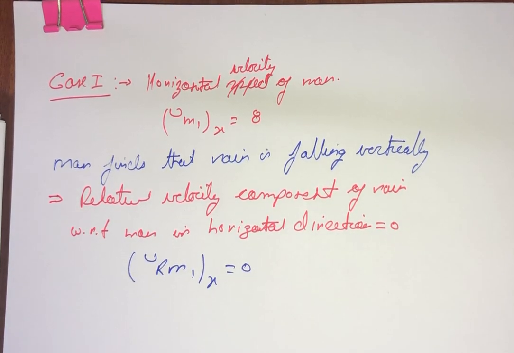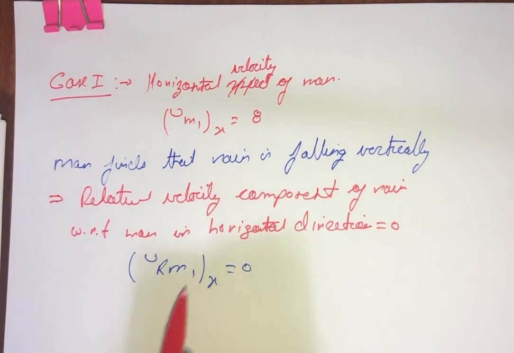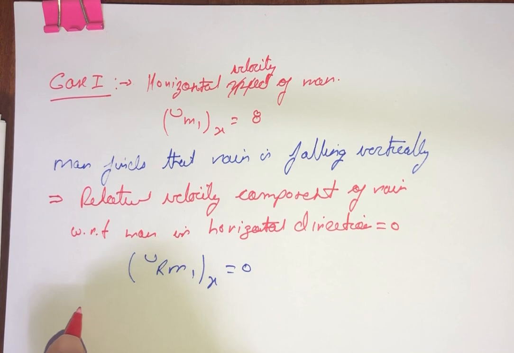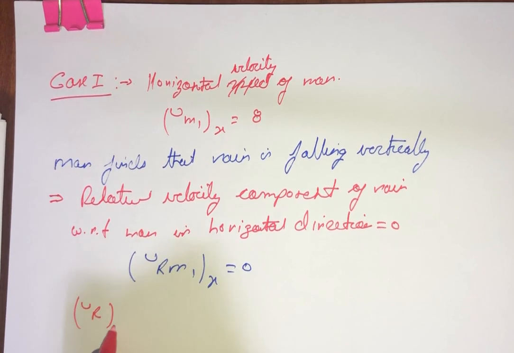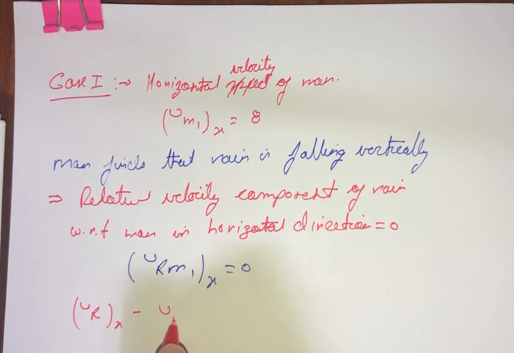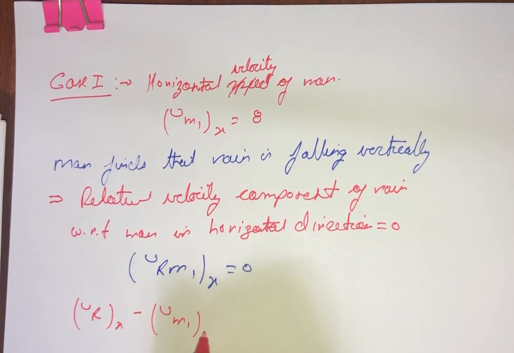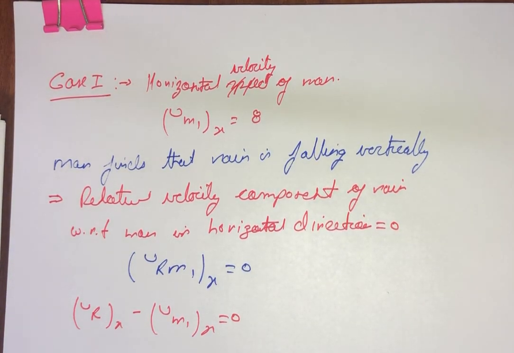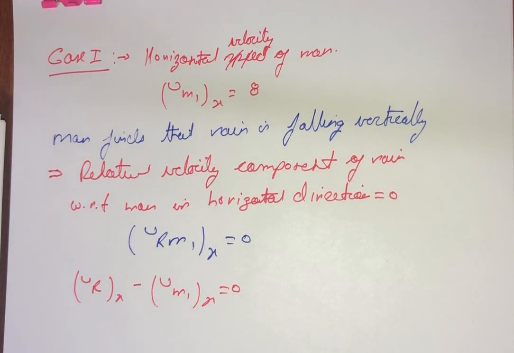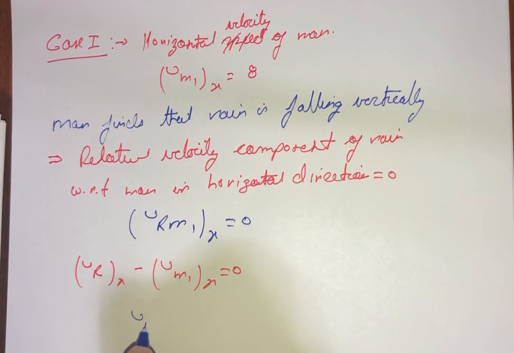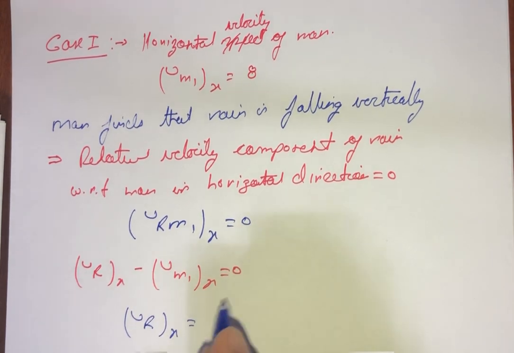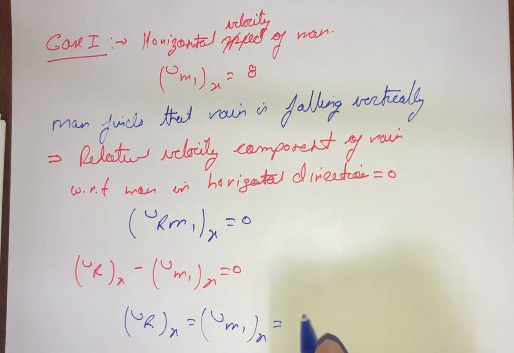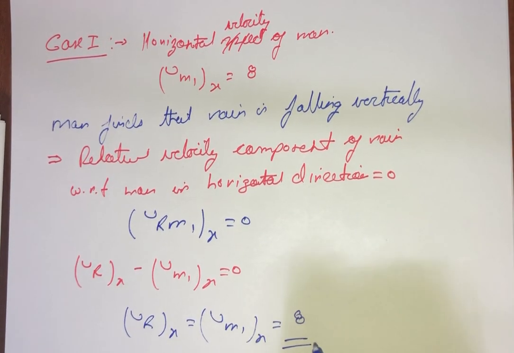Okay, so we can expand the formula. We can say that the velocity of rain in x direction minus the velocity of man in x direction will be equal to 0. From this you can say that the velocity of rain in x direction will be equal to the velocity of man in x direction, and that will be equal to 8.